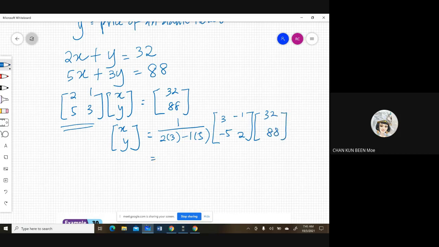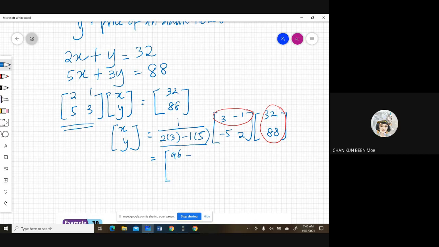Over here, the first one, you can see 2 times 3 is 6. 6 minus 1 times 5 is equal to 1. So 1 over 1 is still 1, you don't have to solve anything over there. It becomes the matrix over here. 3, negative 1 multiplied by 32, 88. 3 times 32 is equal to 96.